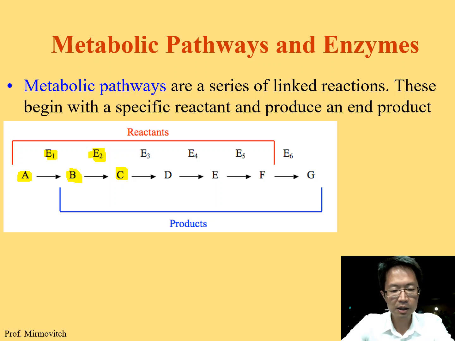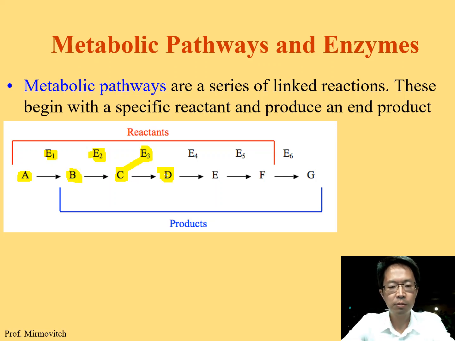And then product C becomes a reactant for another reaction, so that enzyme 3 can convert the reactant C into product D. In other words, the product of one reaction very likely is the reactant of the next reaction. We call this a metabolic pathway. They are linked together. It happens in our body very, very often.